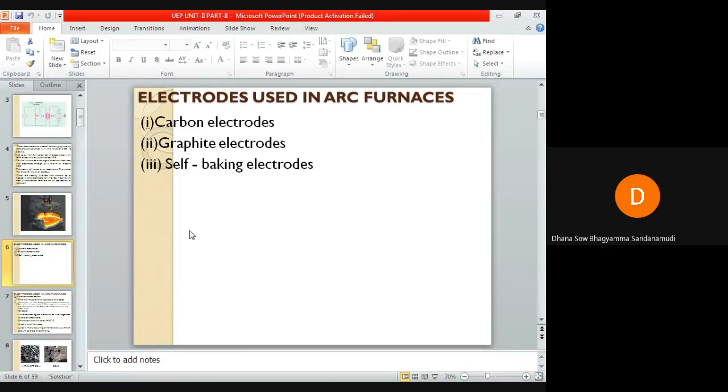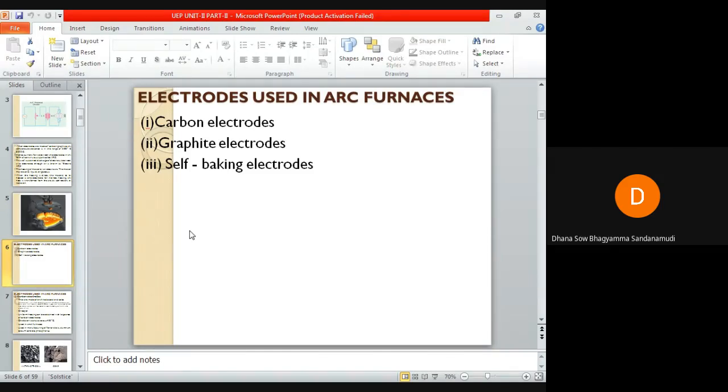Okay, so when an arc is struck between two electrodes, enormous heat energy is produced. This heat energy we are going to utilize to heat a substance, any substance. What sort of substance does arc heat? Arc heat means the heat produced by the arc can be used to heat what sort of substance; I will tell you later on.